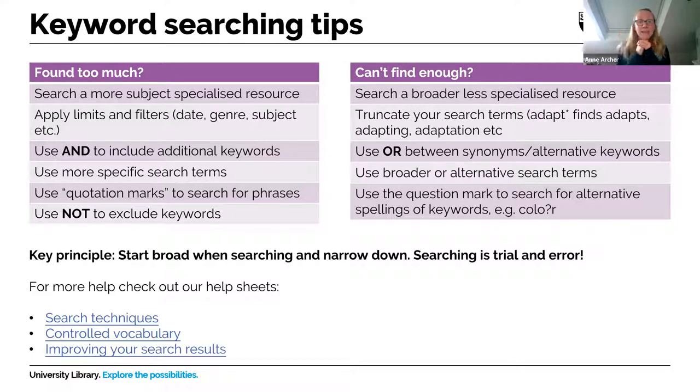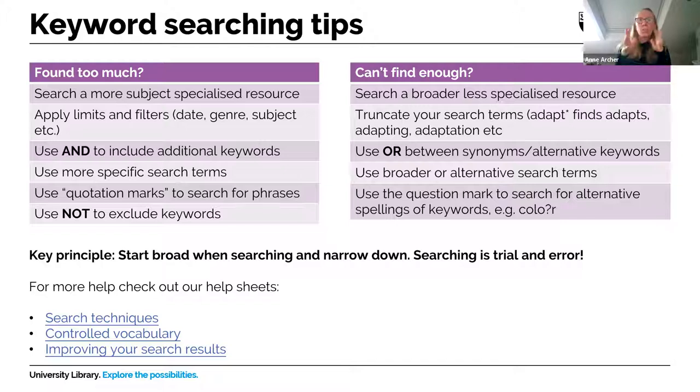Use linking words like AND between your keywords, telling your database that you want to find articles that have both of those keywords. Again, there was a quick demonstration of that in the search plan video. Use quotation marks to search for phrases. That's brilliant. It works on Google Scholar as well. It tells the database or search engine to find a phrase together and not two separate words, so that reduces the amount of results as well.